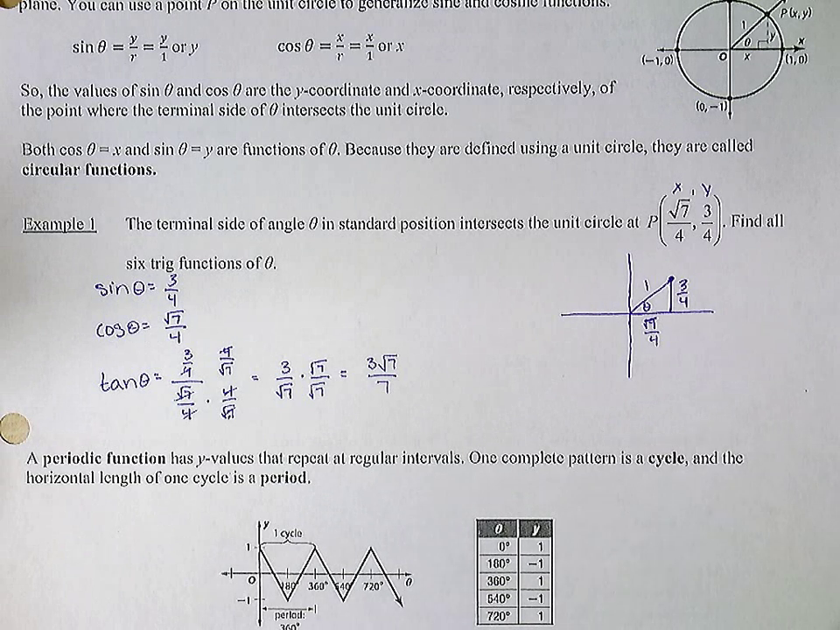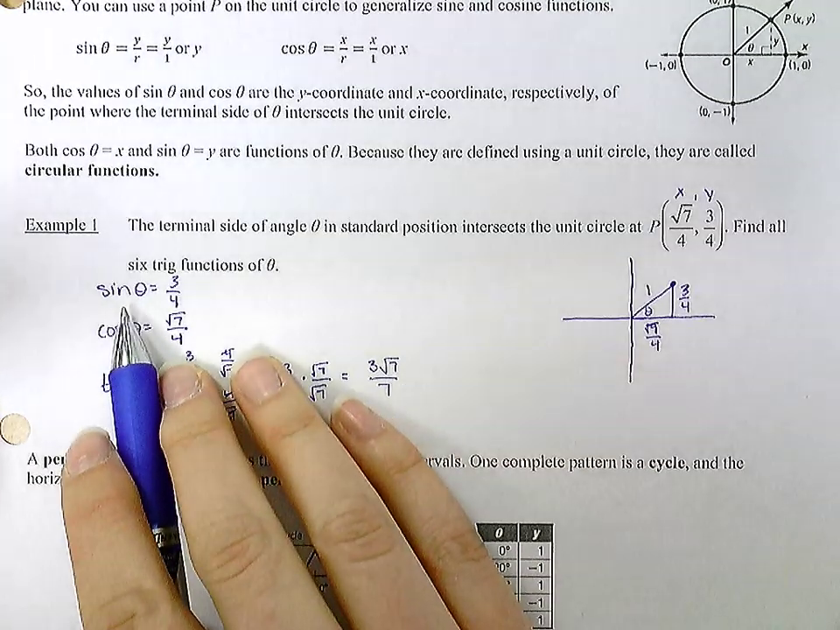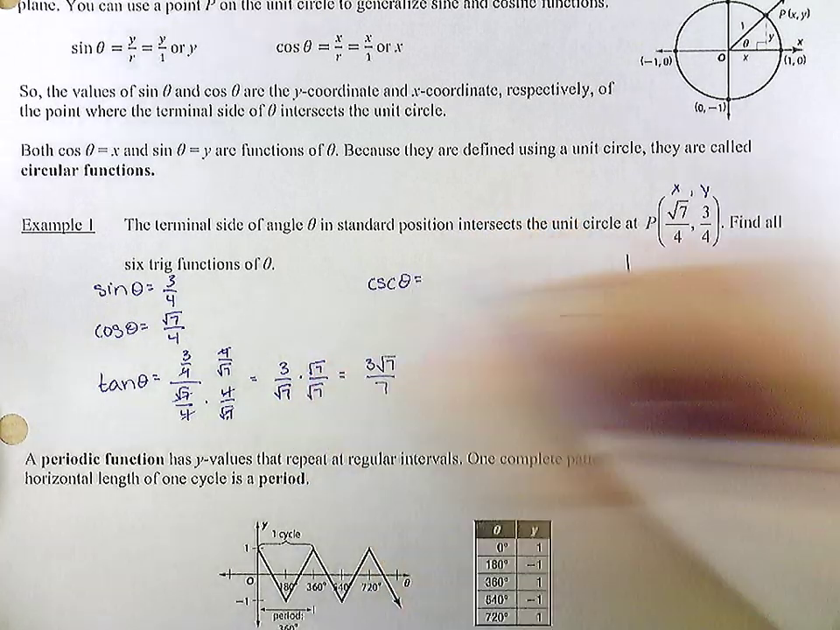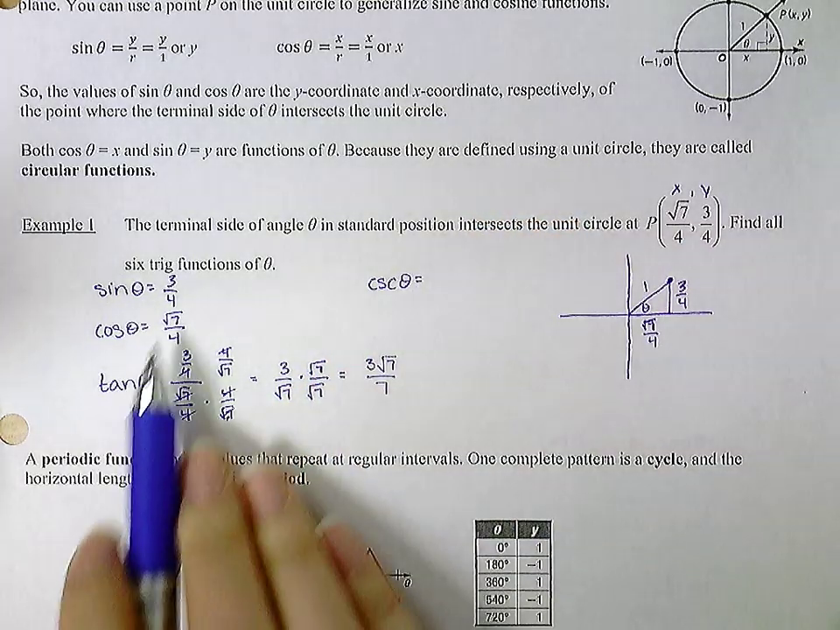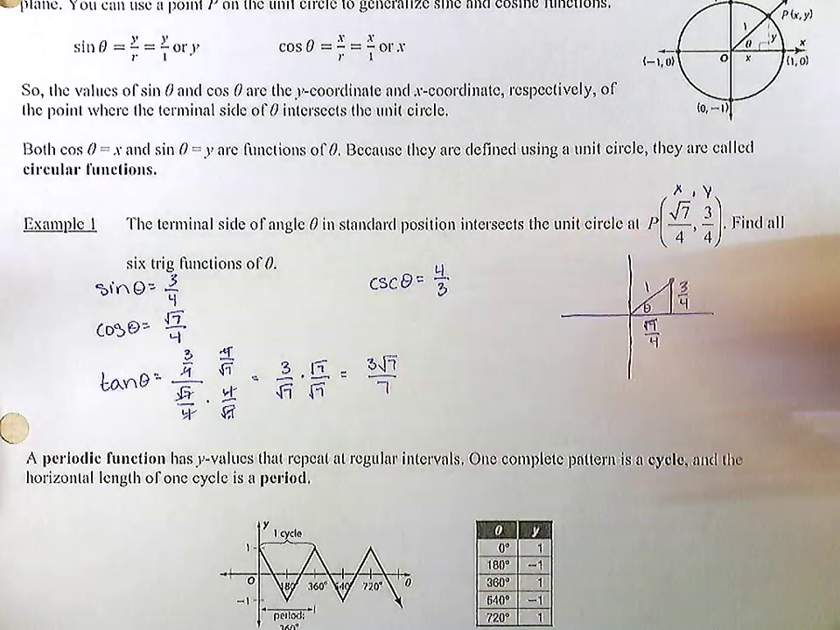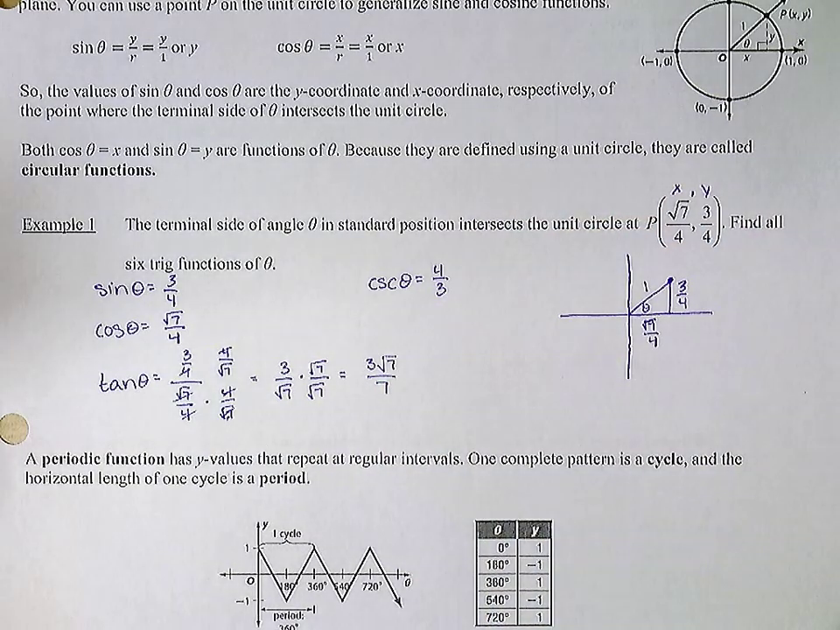The other 3 trig functions are just those reciprocals. Remember we have those reciprocals. So the reciprocal of sine is cosecant of theta. So just flip your fraction. That would be 4 over 3.